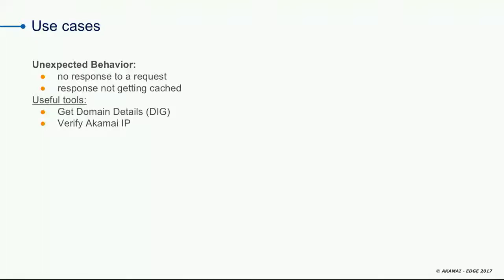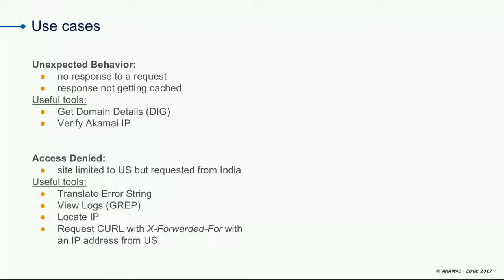So to see if the hostname is, as we call, Akamized. The second example is access denied, as they already described before, that you can, for instance, block users from different countries, depending on whether you have licensed content that can only be shown in certain countries. So here is an example that this site is limited only to the United States, but someone is requesting from India.